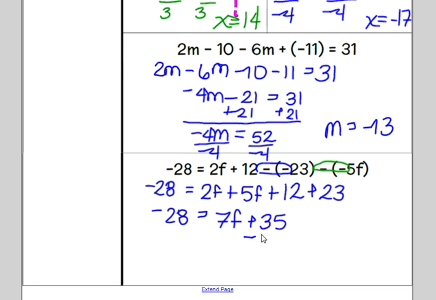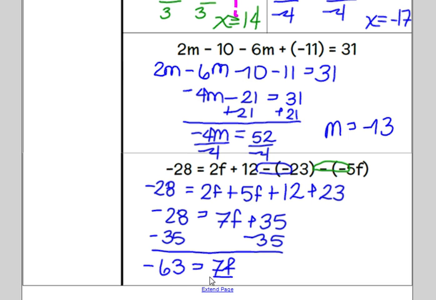So we would subtract 35 from both sides. So we would have negative 63 equals 7f, and divide by 7. So f would equal negative 9.